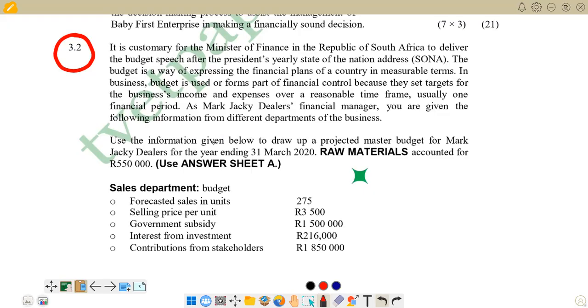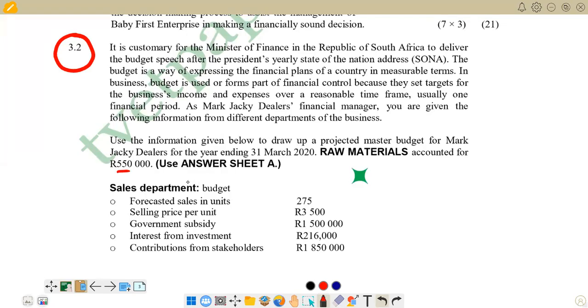Use the information given below to draw up a projected master budget for Mark Jack Dealers for the year ending 31 March 2020. Raw materials are accounted for. We are given 550,000 rands. Then in brackets use answer sheet A. So we have got an answer sheet that we are given that we are just supposed to fill in.